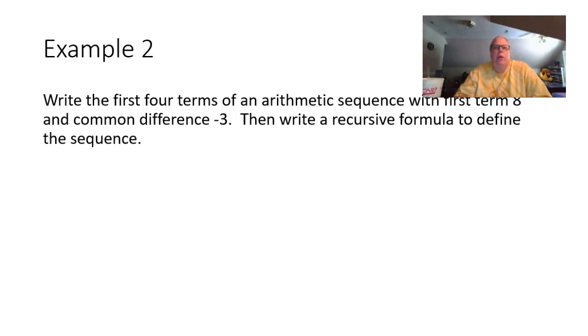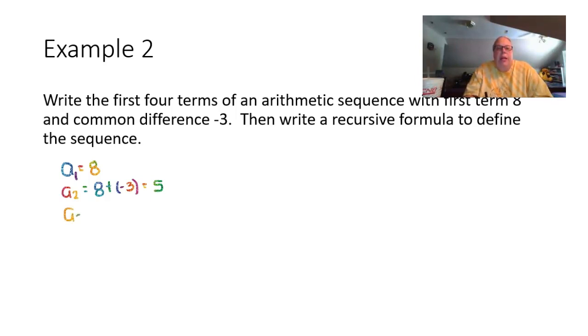Example 2, write the first 4 terms of an arithmetic sequence with first term 8 and common difference negative 3, and then write a recursive formula to define the sequence. All right, if we define our sequence as A, then the first term in A is going to be 8. The second term in A is going to be 8 plus negative 3. This will give us 5.